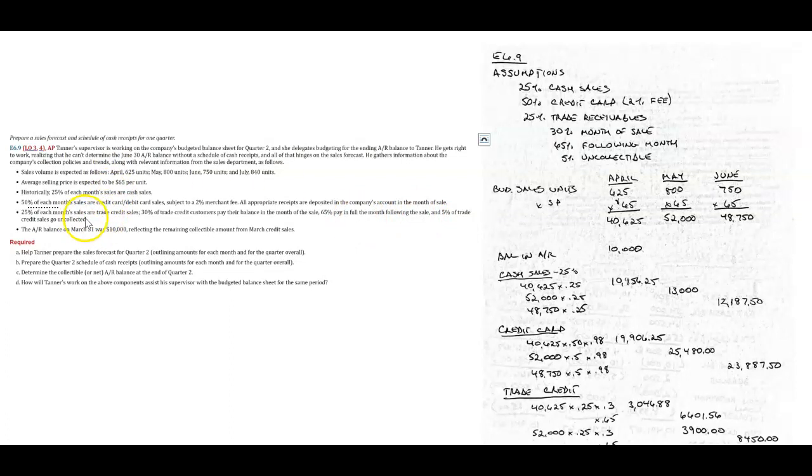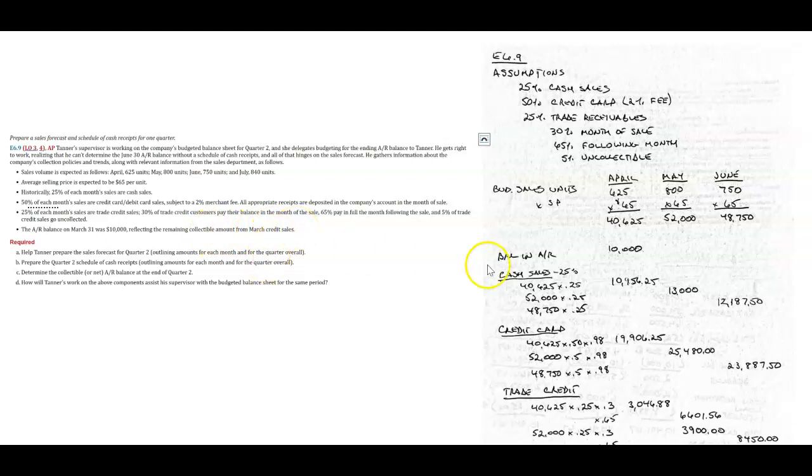So these would be businesses that they do business with. I wish they told us what type of business it was so we'd have a better idea. But just understand that they've got their own big corporate customers, and they've also got regular debit and credit card sales. The beginning balance on March 31st was $10,000, reflecting the remaining collectible amount from March credit sales.